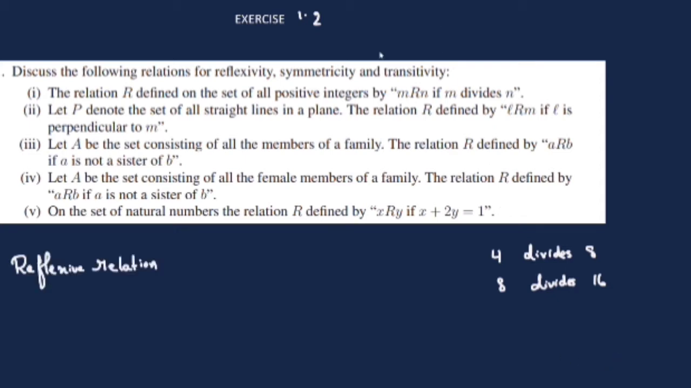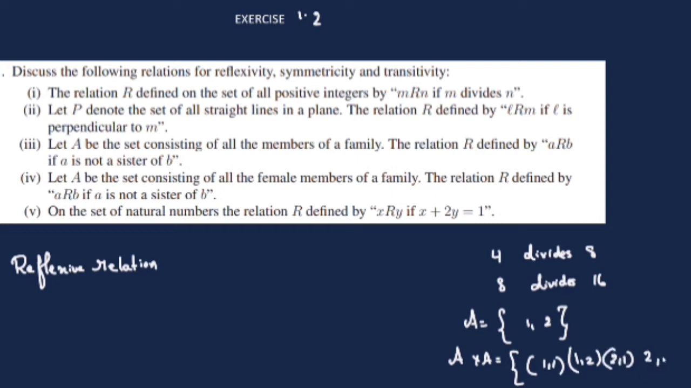If I give a set A as {1, 2}, let us find A cross A. A cross A is a Cartesian product. So what are the elements you have? (1, 1), (1, 2), (2, 1) and (2, 2). First let us check whether it is reflexive. How do you say it is reflexive? For every element in the set A, take 1. Do you have (1, 1)? Yes. Do you have (2, 2)? Yes. Therefore it is reflexive.